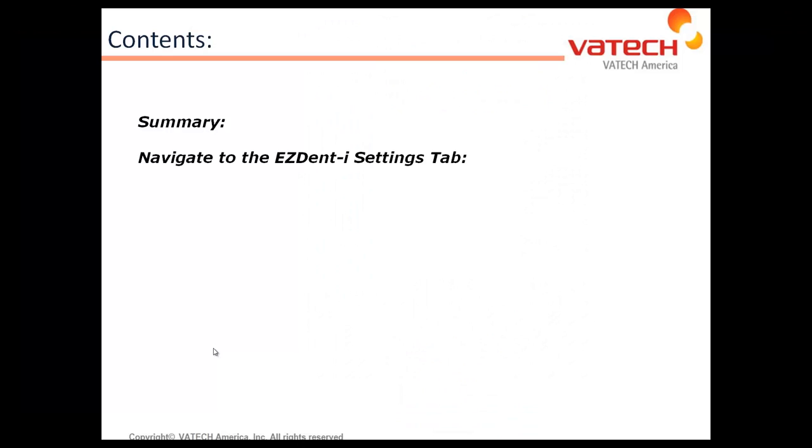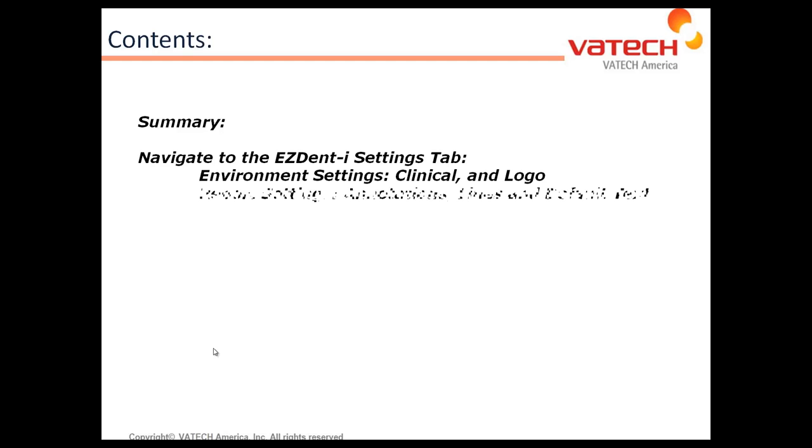In summary, you should now be able to navigate to the EZDent Eye Settings tab to adjust the environment settings such as clinical information, such as office address, office logo, as well as report settings for annotations, lines, and default text.